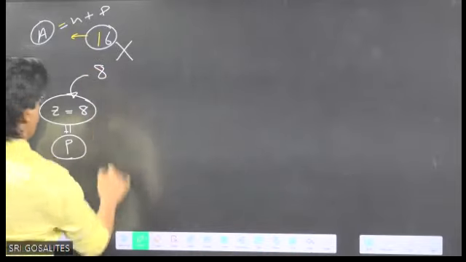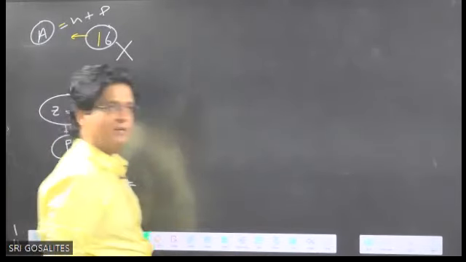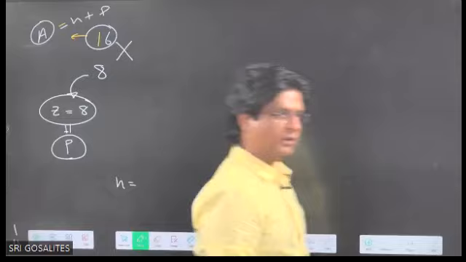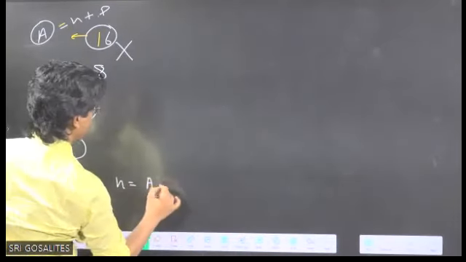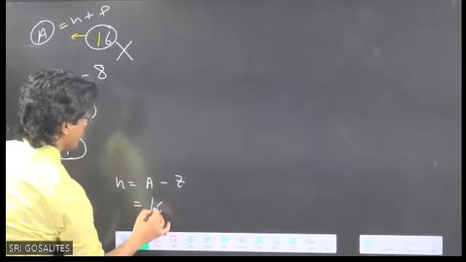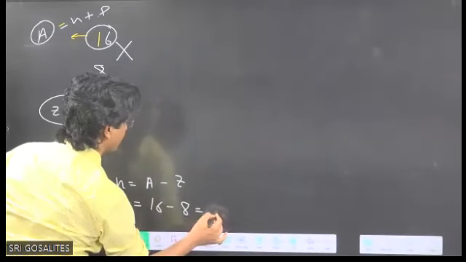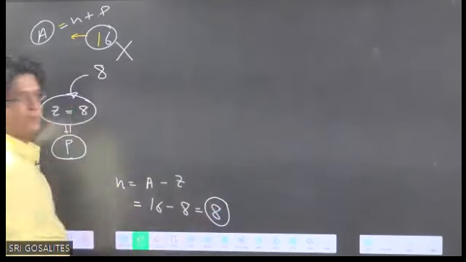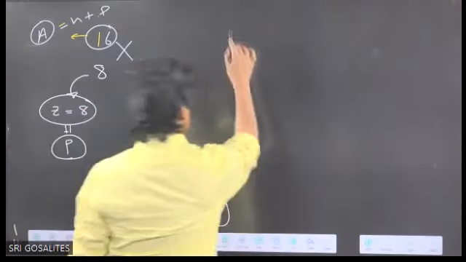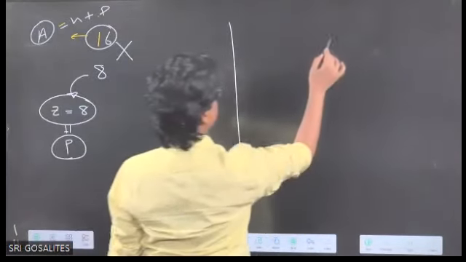So who will tell me how many neutrons are there in this element? That will be 8. How did you do that? That is basically A minus Z, 16 minus 8, will be giving you 8. Okay, that's great. So one more question we will do.